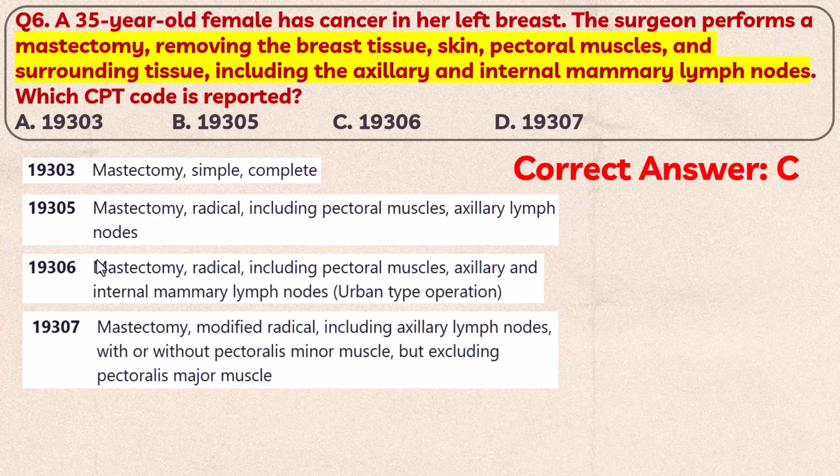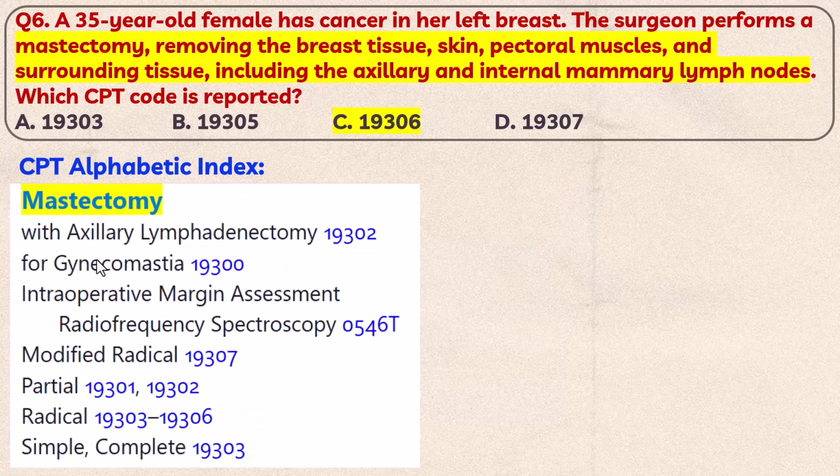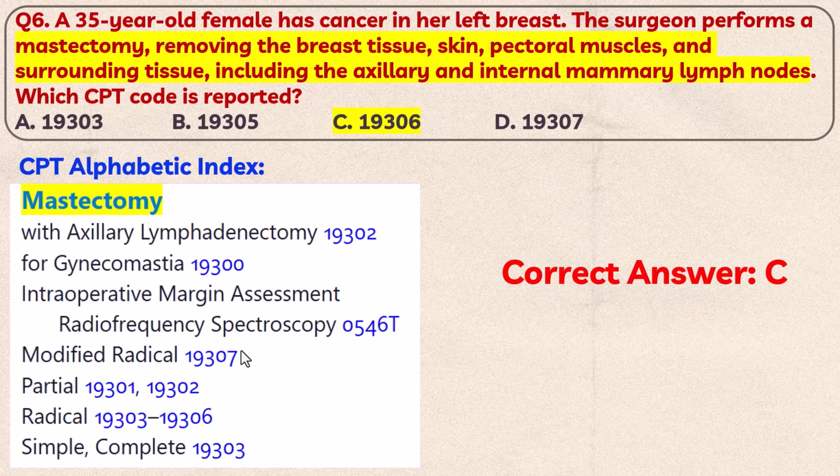So when you encounter this case in a real working scenario, you have to use the CPT alphabetic index. So you can directly go to the index of mastectomy. When you go to mastectomy, you will get all categories of mastectomy types. So here you can see modified radical, partial, radical, simple. When you are not sure which category this procedure belongs to, you can go to any code and read the other code descriptions as well. So you can start with 19,302, 3, 4, 5, 7. When you read the descriptions, you will find that the correct answer will be answer C.